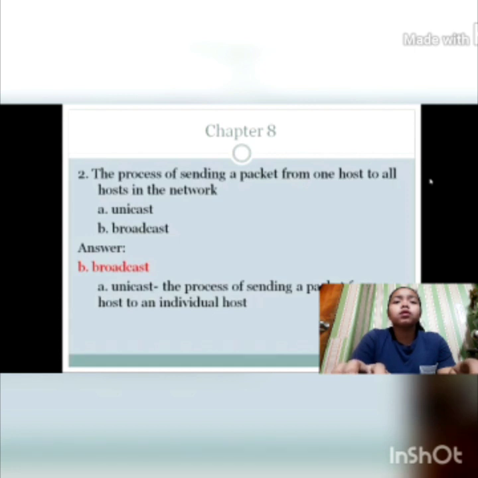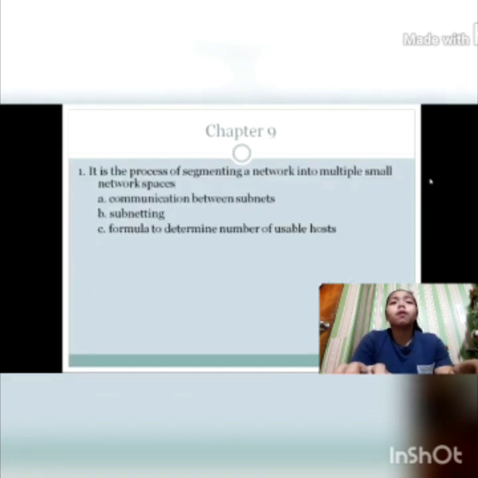The answer is broadcast because the unicast is the process of sending a packet from one host to an individual host. So, the broadcast is the process of sending a packet from one host to all hosts in the network.